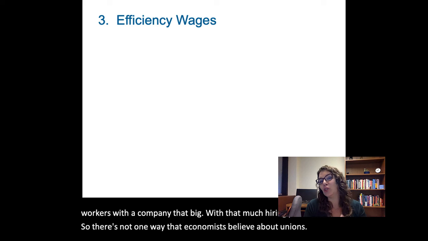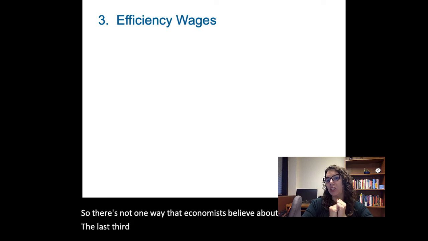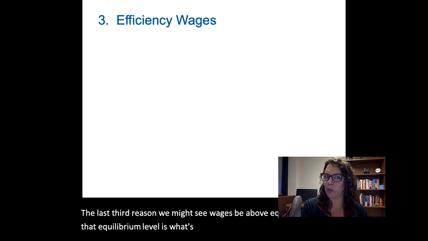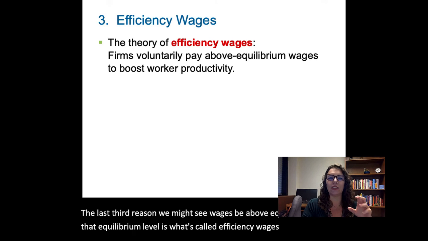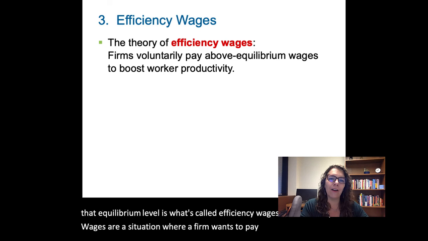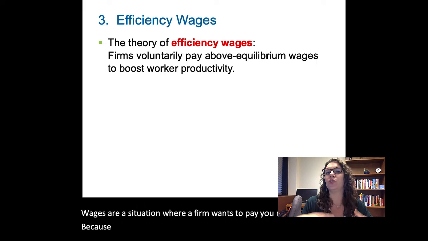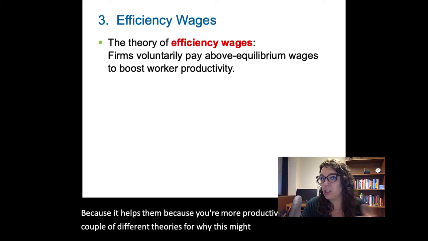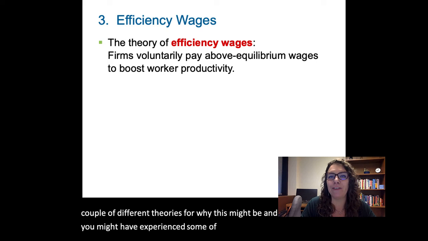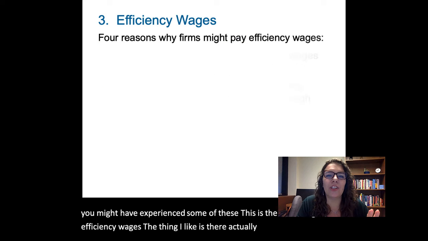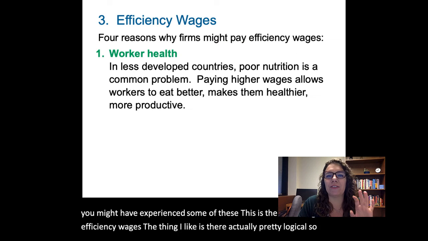The third reason we might see wages be above that equilibrium level is what's called efficiency wages. Efficiency wages are a situation where a firm wants to pay you more because it helps them, because you're more productive. There's a couple of different theories for why this might be, and some of these you might have experienced. This is the nice thing about efficiency wages, the thing I like: they're actually pretty logical. So there are four main theories for efficiency wages.